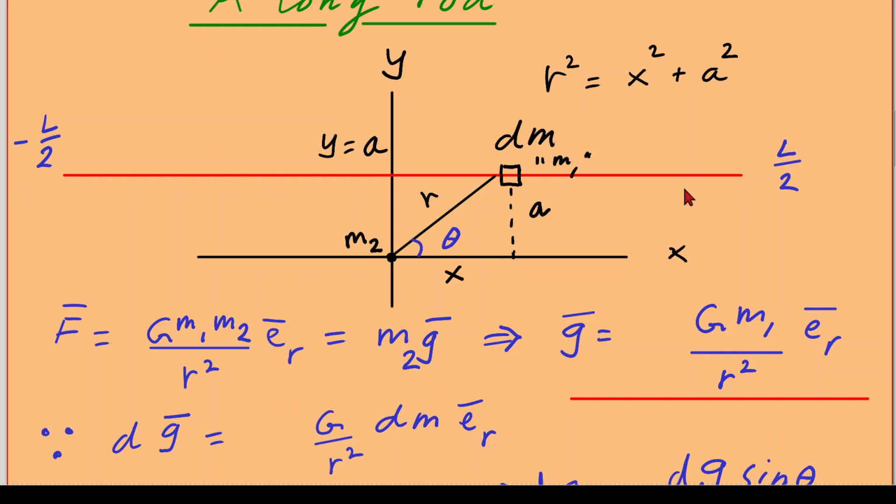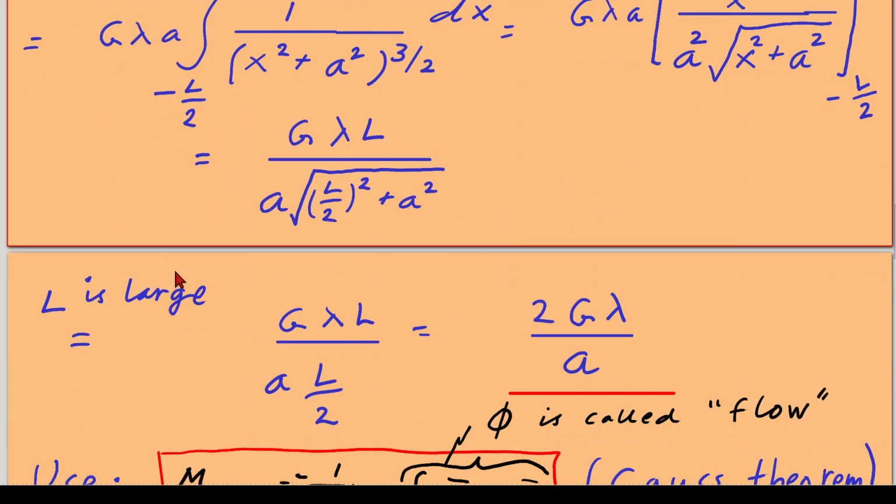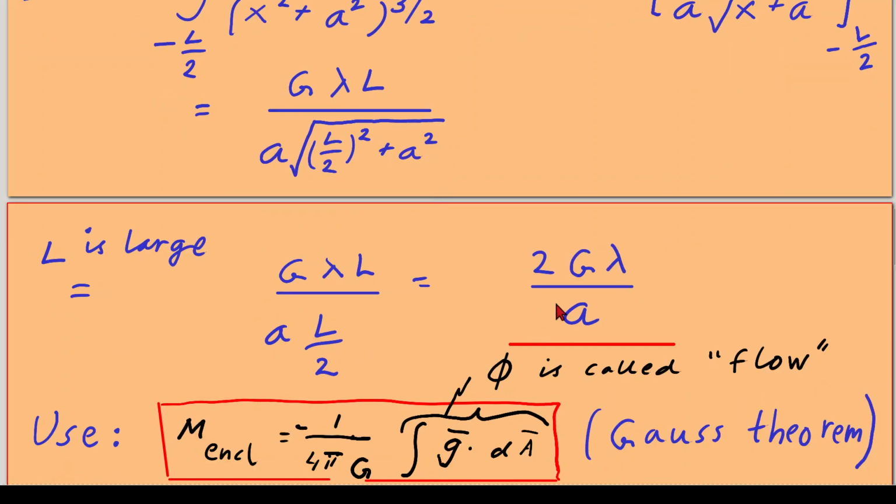The total length of the rod. Otherwise, what we calculate here might not be exactly the same further away, the g field. So let's suppose L is large. Then in the square root here, if this is a very large number and this is quite a small number, we can disregard that term. And this is what you get, 2gλ over a. And this is a standard result.